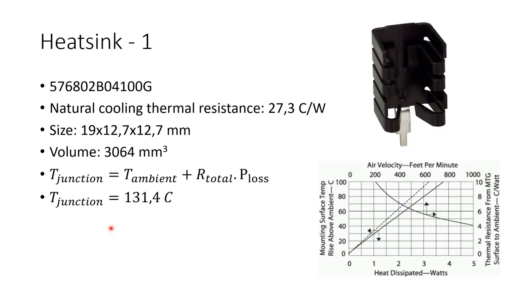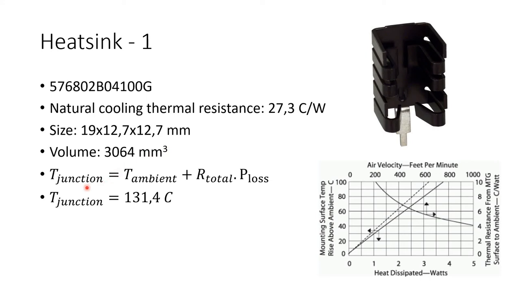I have chosen 3 different heatsinks for this tutorial. The first heatsink can be seen on the upper right hand side. It has a thermal resistance of 27.3 Celsius per watt. Of course, this is for natural cooling, which means that if you don't apply any airflow using fans, then this is the thermal resistance of the heatsink. It has a relatively small size and volume.